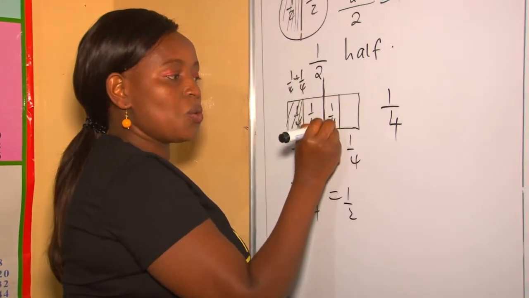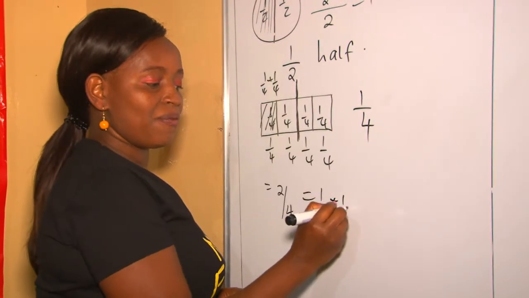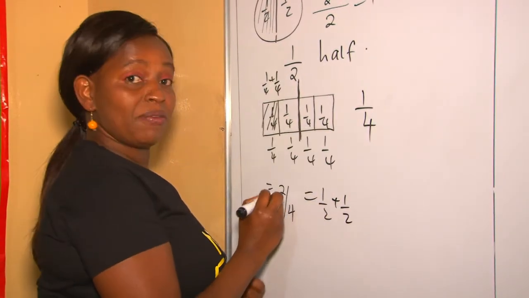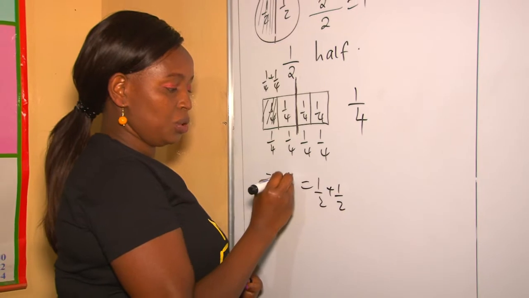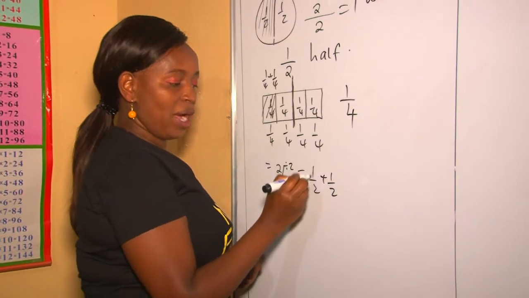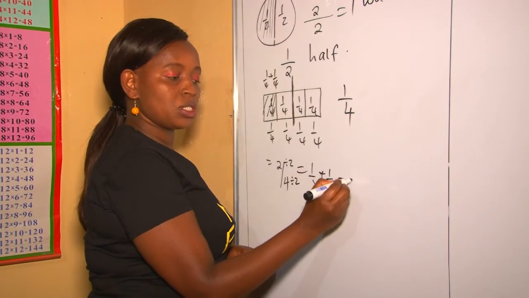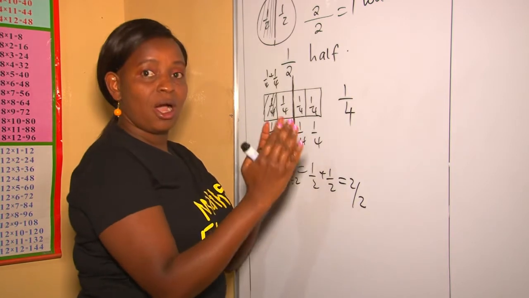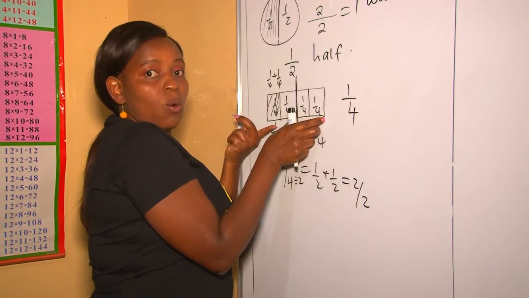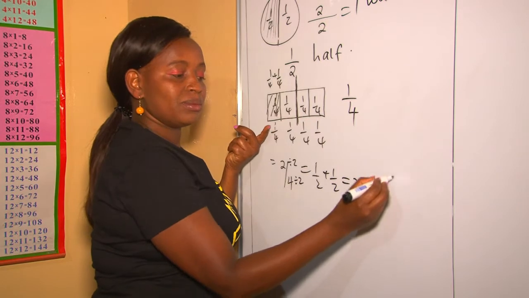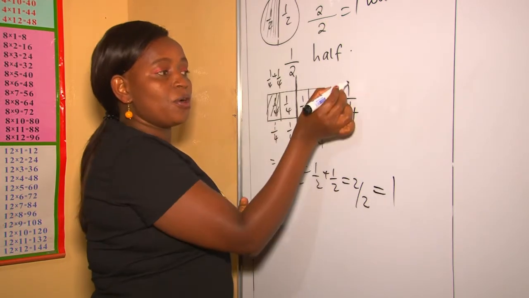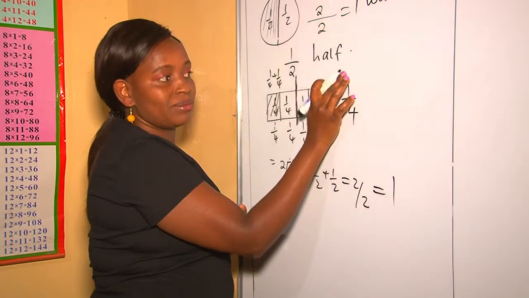And the other 2 quarters make another half. So you can simplify this, divide by 2 and divide by 2. So 1 over 2 plus 1 over 2, which is 2 over 2, which is a whole. So you go back to the 1 bar of chocolate. Therefore, each child is getting a quarter.